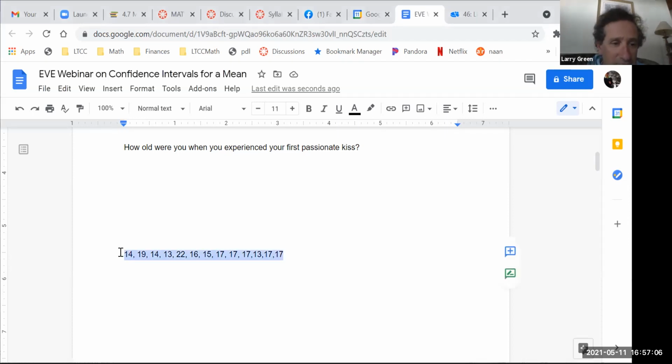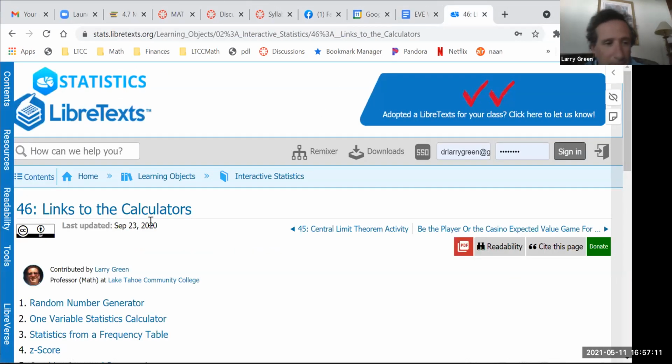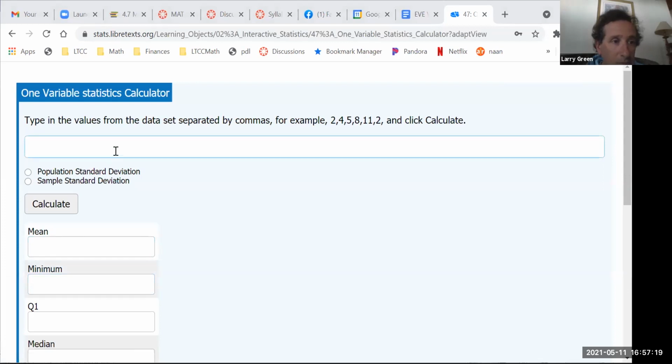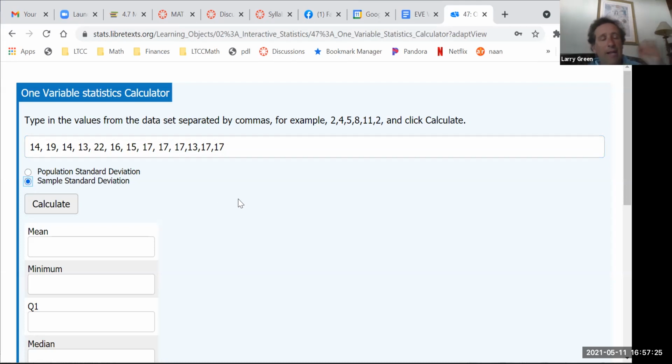So what I could do, always a good idea, is copy this and go to my calculator. I'm going to go to one variable stats and pop in my data. This is a sample. We'll call it Californians involved in statistics classes. Maybe I shouldn't say California because not everyone's from California. How about US people? I think everyone's in the United States right now. Okay, hit calculate. And I get a mean of about 16.2.